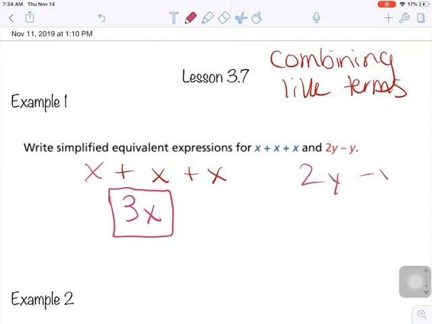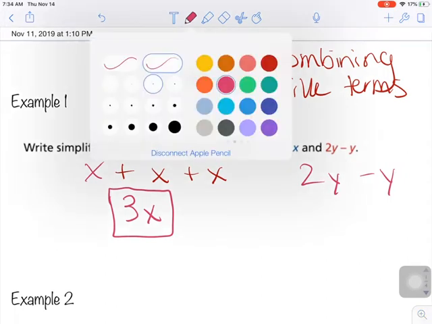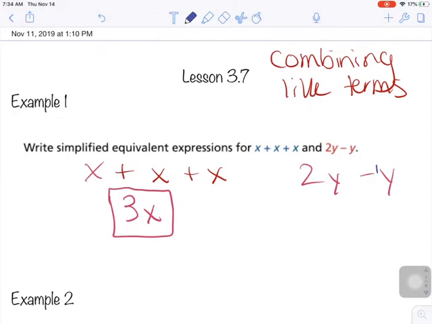2y minus y, so again, both y's, so we can combine. So we're going to go ahead and subtract. Now, anytime we see a variable by itself, like this y over here, you can always just think about that as having a 1 in front of it. It's just one y, but it's kind of unnecessary to have the 1 there, so they just take it off and just have it as y itself.